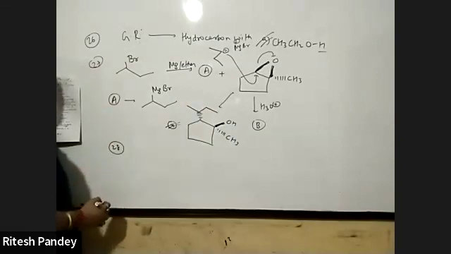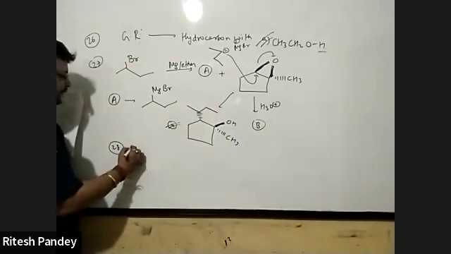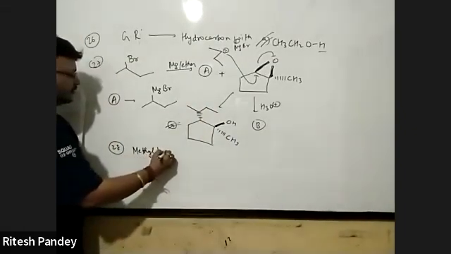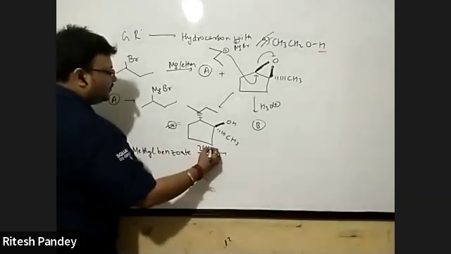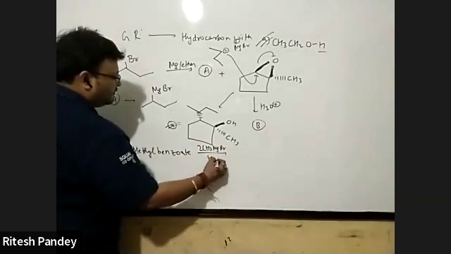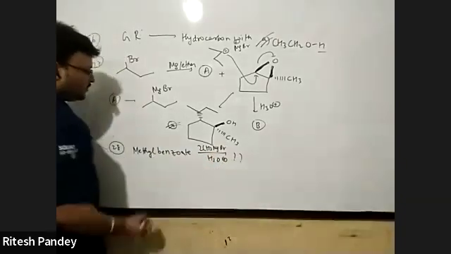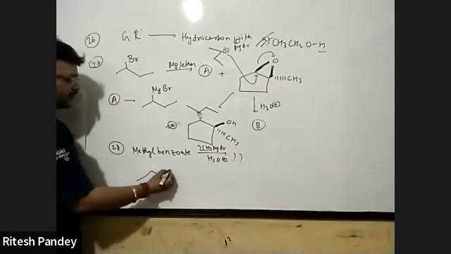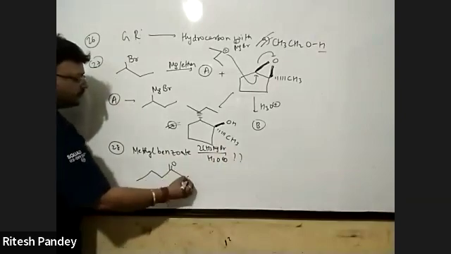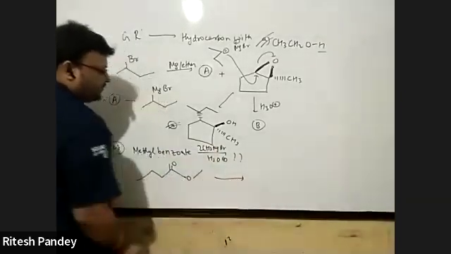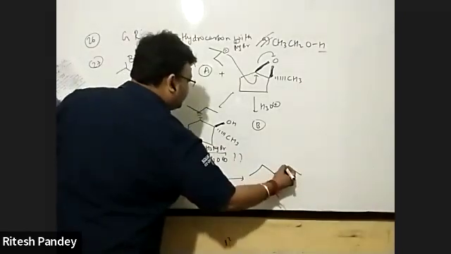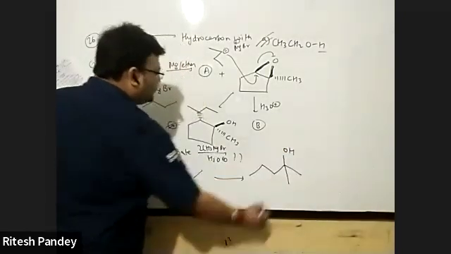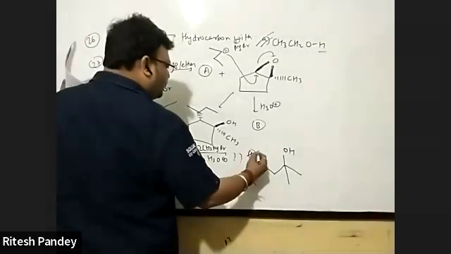Yes, sir. 28, methyl benzoate with 2 CH3MgBr and hydrolysis. So this is methyl benzoate, 1, 2, 3, 4, with 2 CH3MgBr. Naturally one methyl will attach, and one more methyl will attach. So it's going to become like this: one methyl, another methyl, and OH here. So what's the right option? 28. Come on, tell me. Option B looks all right.